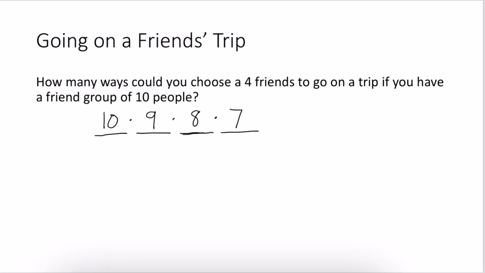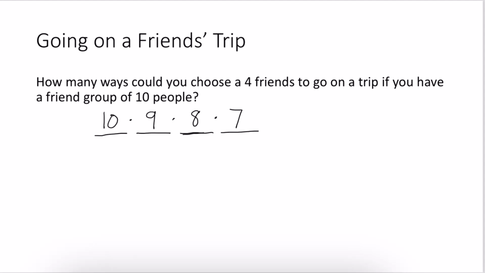And since the order that I choose my friends in doesn't make a difference, like it's not like, oh, the first person gets first class and the second person gets to go paragliding and the third person, I don't know, like there's nothing specific about the order that they're getting chosen in. And so all of those different combinations of the same 4 letters in the choice tree need to be counted as a single group of 4 friends rather than being counted as a bunch of different separate ones.